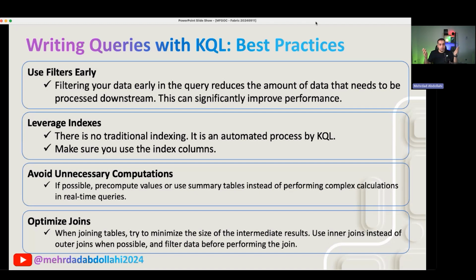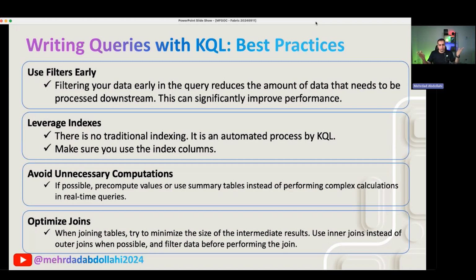It is always good to leverage indexes. And in KQL we don't have the traditional indexing that we had in SQL. It is an automated process by KQL. However, it is recommended to utilize them. For example, one of the built-in indexes created in KQL is for the timestamp, for the time series data. And so, of course, when you utilize indexes like that, it is going to have better performance.